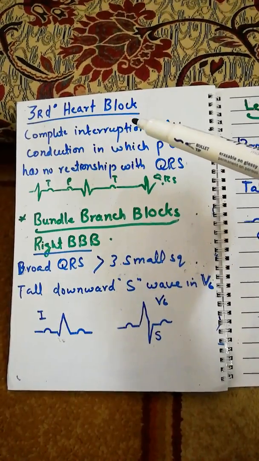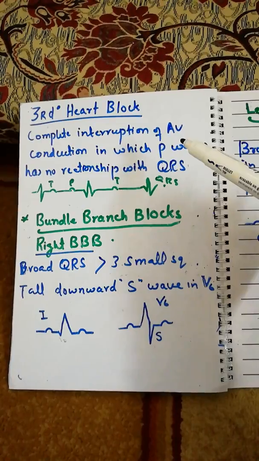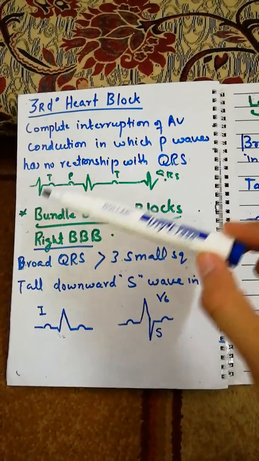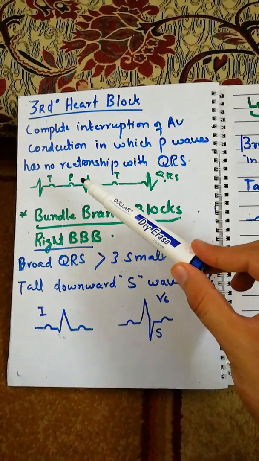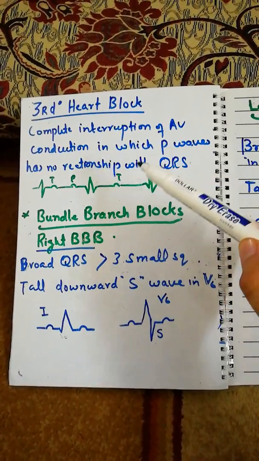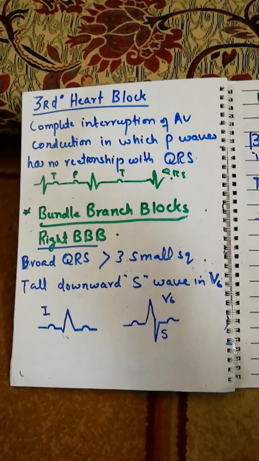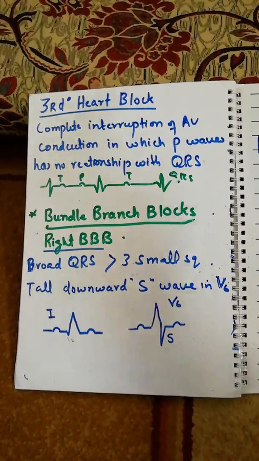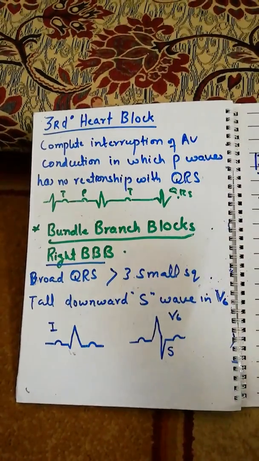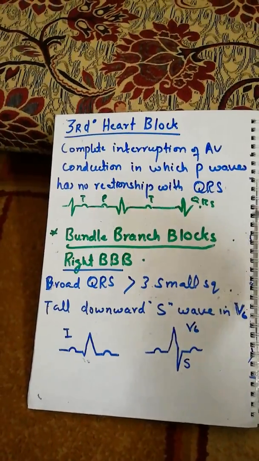In case of third degree heart block, there will be complete interruption of atrioventricular conduction, in which the P wave has no relation with the QRS. In the majority of cases, QRS beats will be missed too much. In type 2, a QRS will be absent but only after a few successful beats, while in third degree heart block, QRS will be missed more than in type 2.